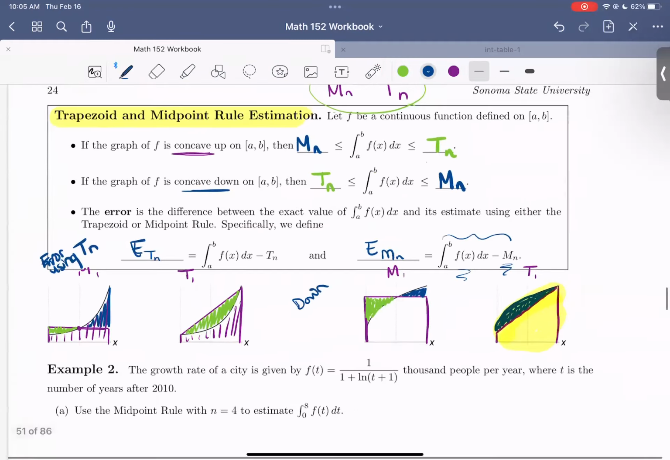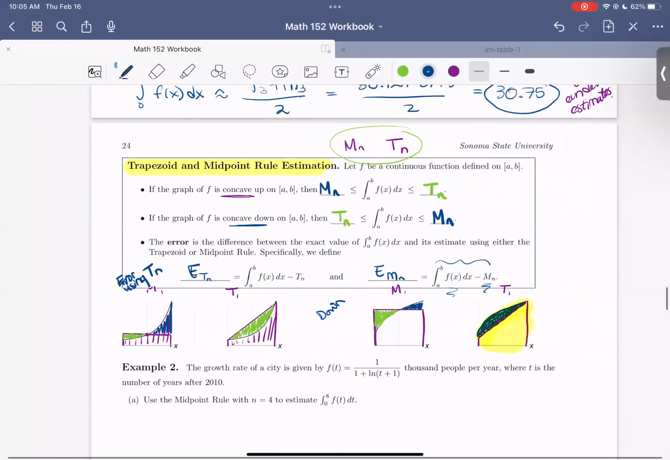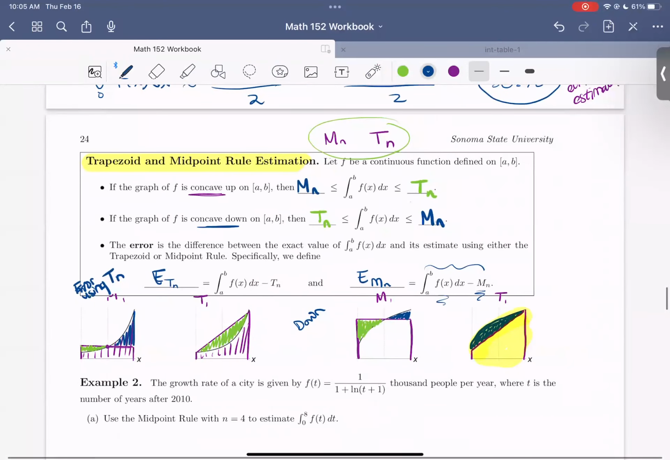All right, so there you have it. Again, it's important that we don't memorize this box, but that we learn to reason through the steps to confirm what is an over or underestimate, so that when we're checking our work, we can be confident in knowing how our estimates relate to the actual integral values.